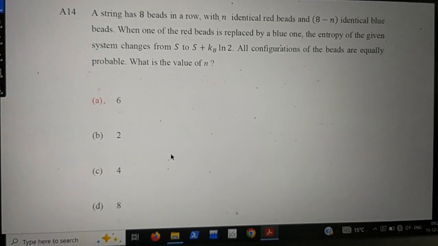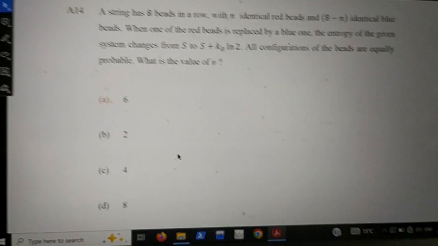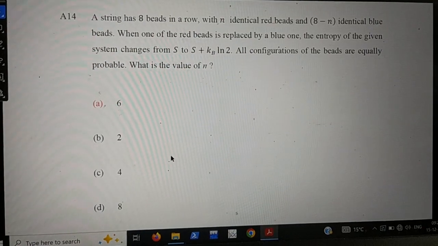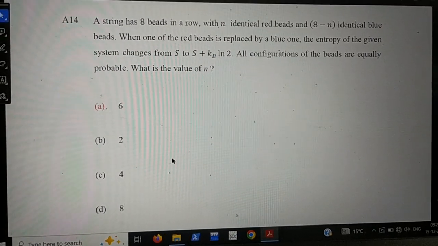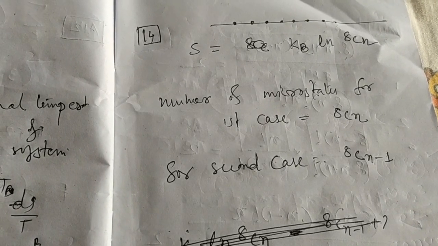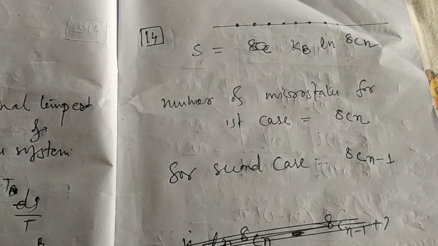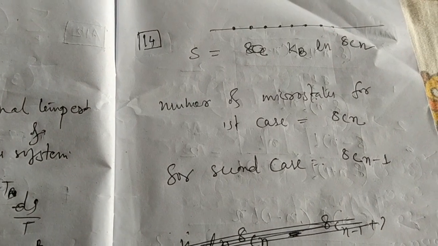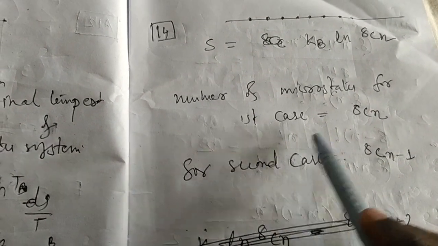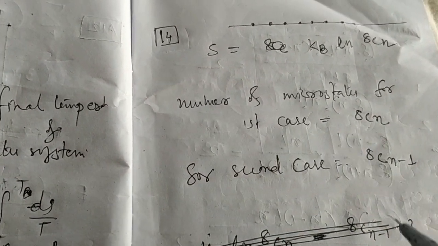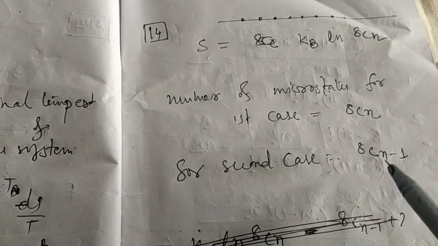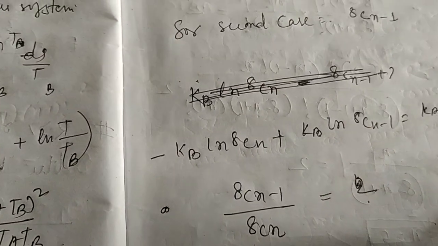For this problem, you just need to calculate the microstates for both cases. Then you just put in the condition and find the value of n. Now for the first case, n beads can be selected from 8 beads. The number of microstates for the first case is 8Cn, and for the second case, because one is substituted by a blue one, there should be 8C(n minus 1). Now we just put the condition here.